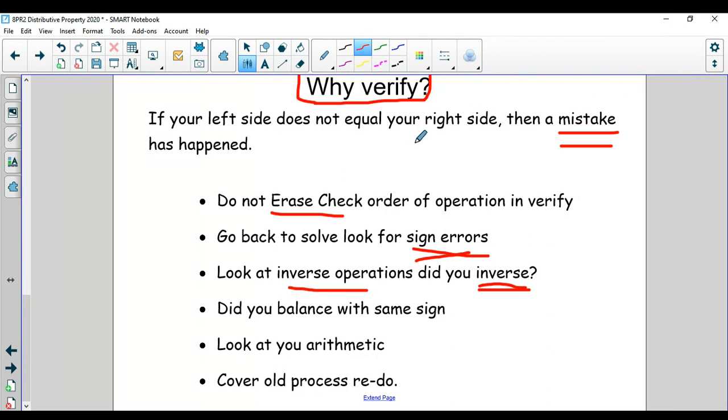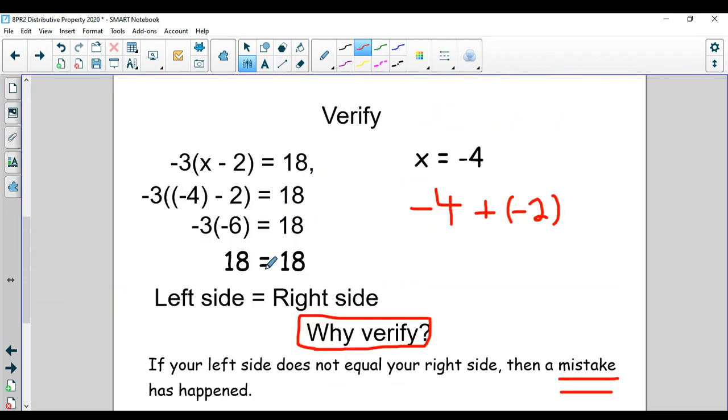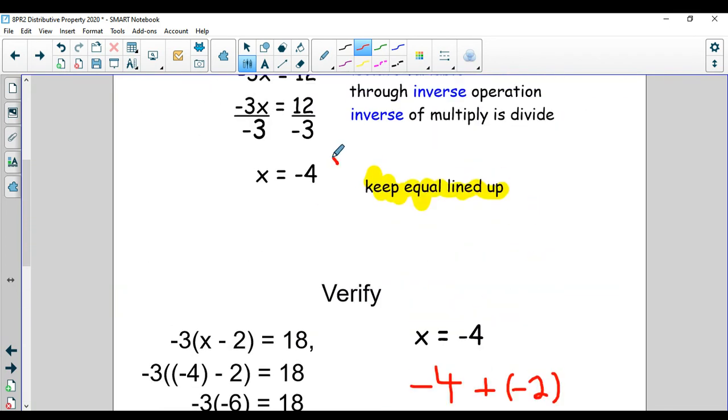I hope that helped, ladies and gentlemen. We see in this question, left side equals right side. We are correct. Our correct solution is x equals negative 4 for a distributive property.